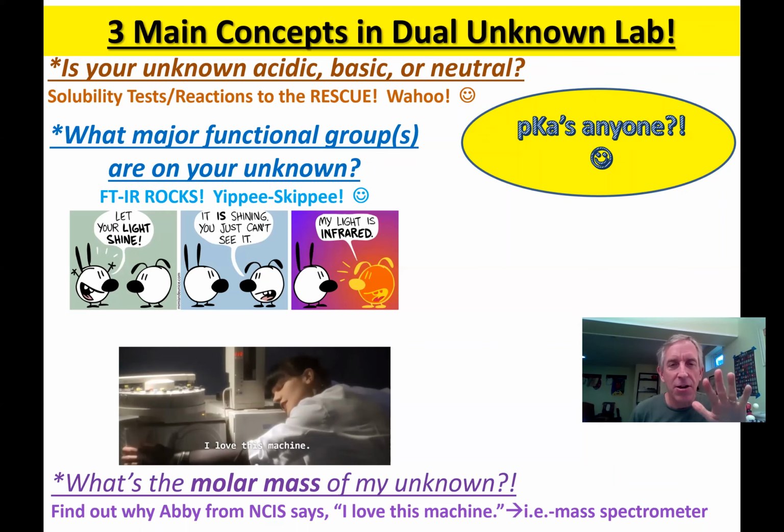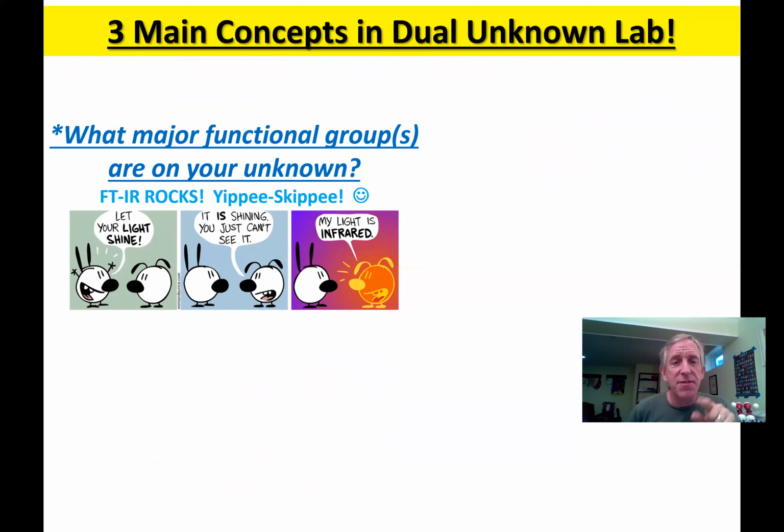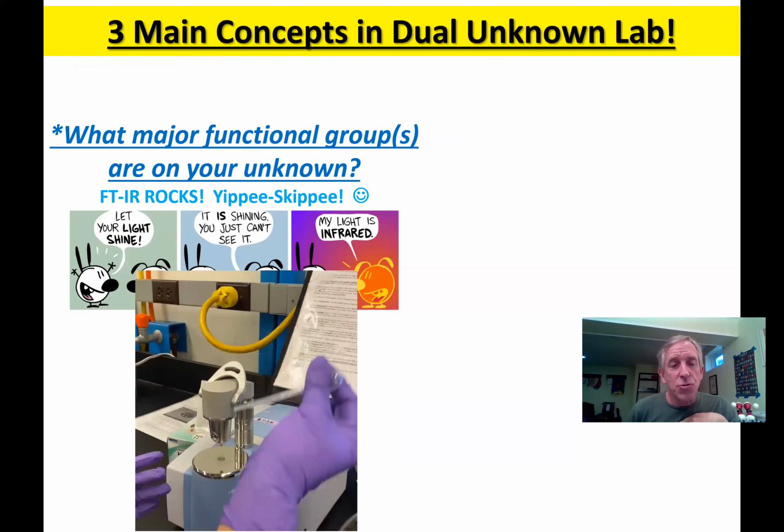And here again are the 3 main concepts we're going to cover in the Dual Unknown Lab. This video is going to look specifically at FTIR, otherwise known as Fourier Transform Infrared Spectroscopy. So I thought I'd show you what our actual IR looks like in our Orgo lab.